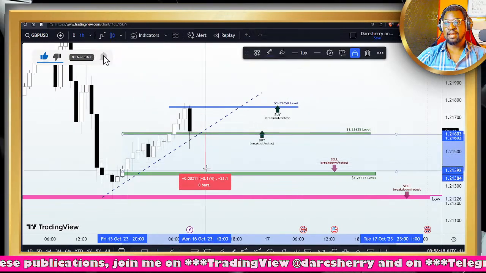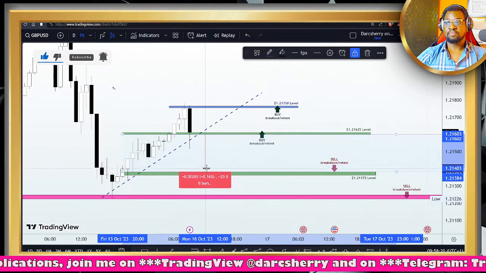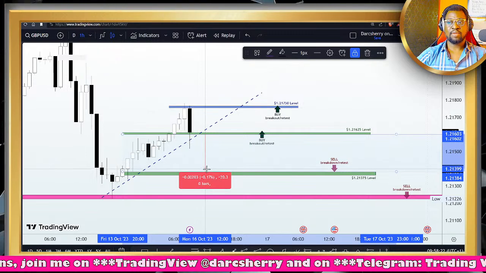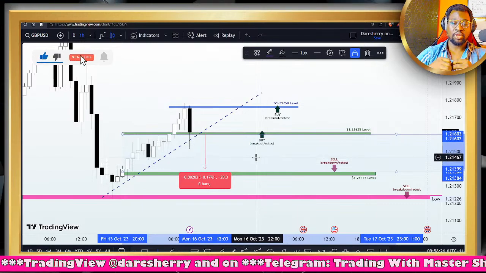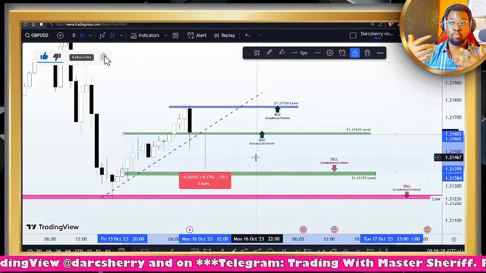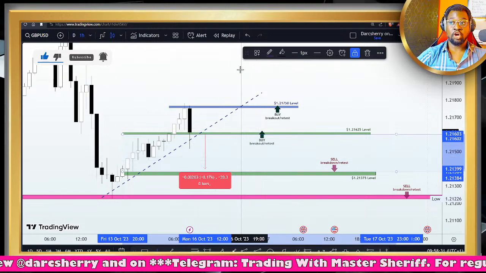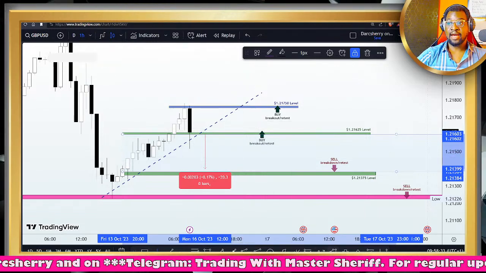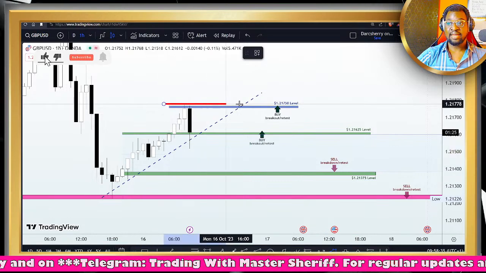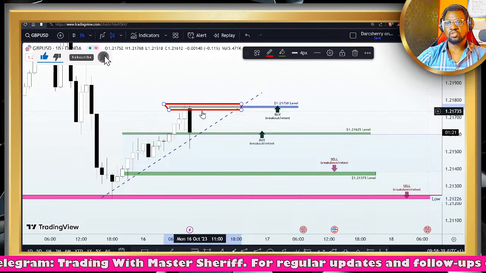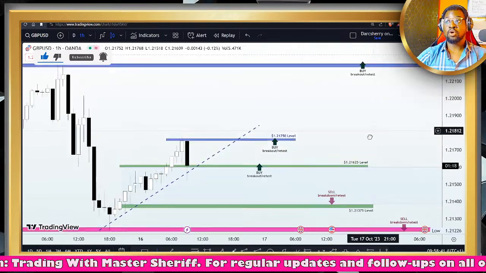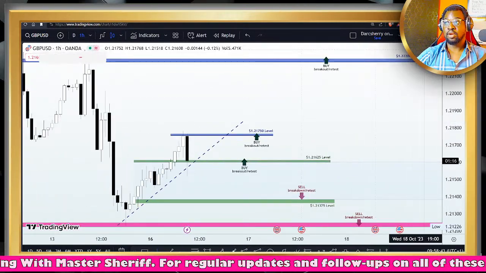I will suggest anywhere close to this support line here, about 20 pips, 25 pips is not bad at all for this situation here. Let's see how the market will play out. And if it continues to the upside, then a breakout of the 1.21750 here will be welcoming more buy position. So let's see how far this will go if price will continue to climb up.